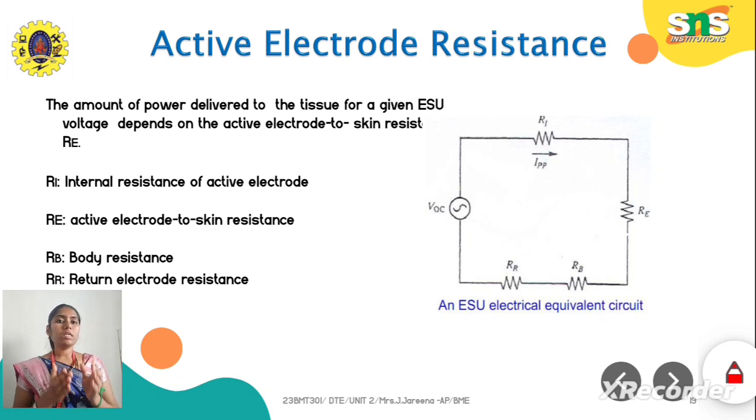So that is the reason whenever you are making any sort of electrode, you have to think about the active electrode resistance, the interaction resistance of the active electrode to skin, and then the body resistance and return electrode resistance. You have to think about all these four resistances when you are designing any electrodes, that is the active electrodes or the passive electrodes.